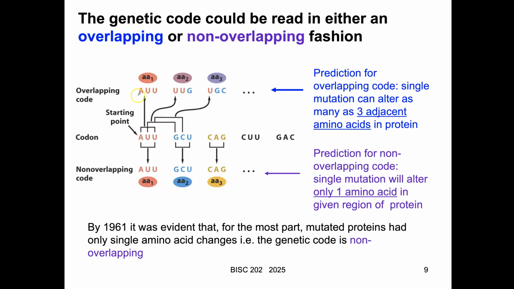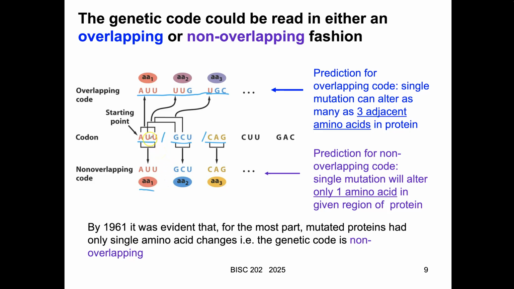But when you look at the nucleotides of a messenger RNA, and you think about the process of reading them 3 at a time, because we know at this point that it's a 3 nucleotide code, there are 2 different ways you could read it. You could read them 3, and then 3, and then 3. So this is non-overlapping. Each unit of 3 nucleotides specifies a particular amino acid.